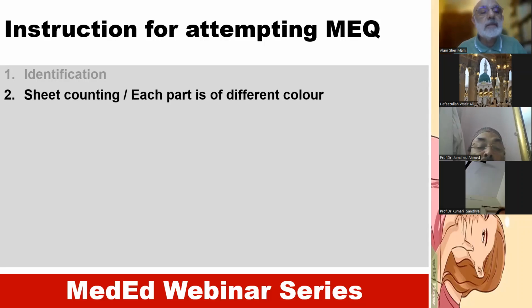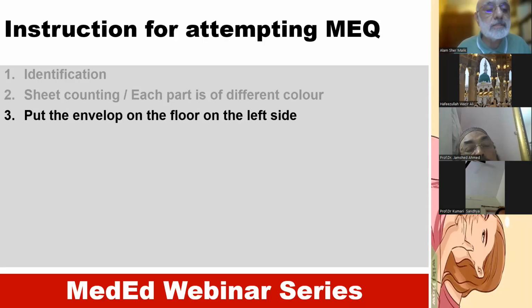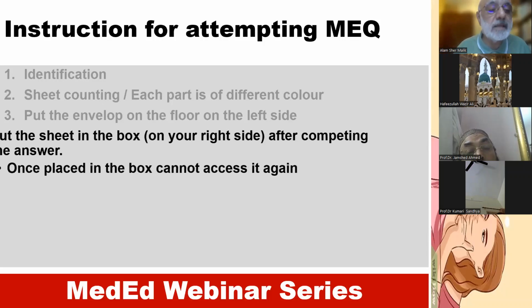Then they have the sheets, counted and in different colors. So the invigilator would announce that and would count along with the students. Then they have to put the envelope which contains this question on one side, usually on the left side.